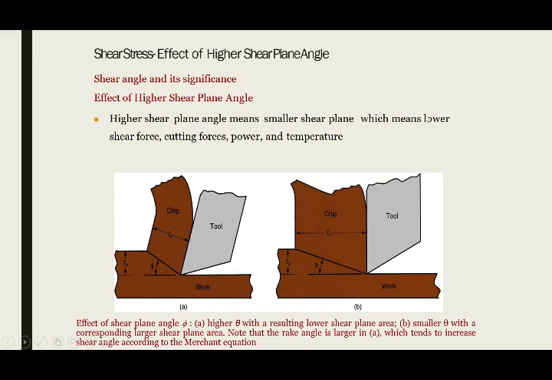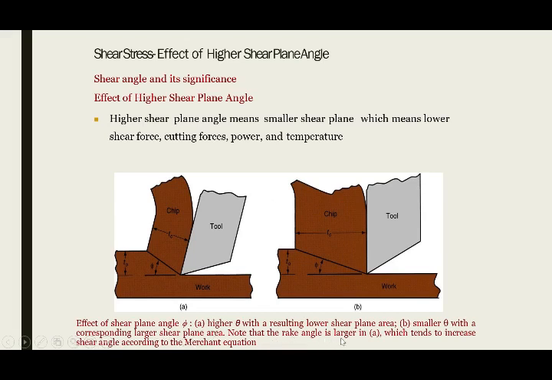Okay, which means lower shear force will be required, lower cutting forces will be required, lower power will be required, and less temperature will be generated. Okay, because less energy is going to be consumed for the shearing. Figure A, higher theta resulting in low shear area. B, smaller theta with corresponding larger shear plane area.